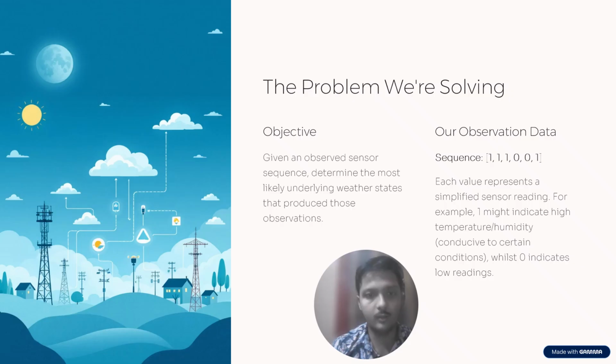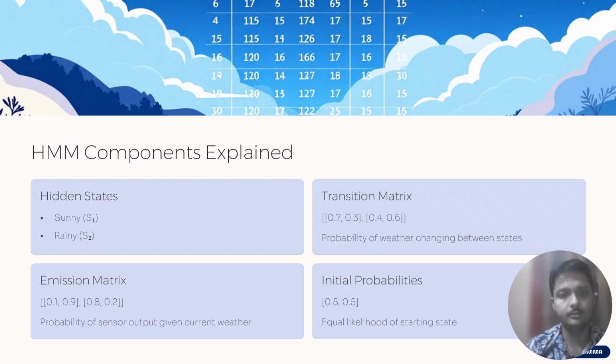The problem we are solving. The objective: given an observed sensor sequence, determine the most likely underlying weather state that predicts those observations. For our observed data, the sequence in the array is 1, 1, 1, 0, 1. Each value represents a simplified sensor reading. For example, 1 might indicate high temperature and humidity conducive to rainy conditions, while 0 indicates a low reading.